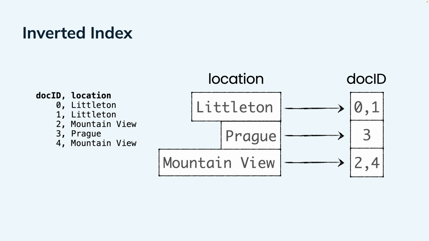Notice I've just flipped around from the forward index, the doc ID and the location. Now I am, in essence, querying on the location, and I want a list of the document IDs that have that value. I've got two of them that have Littleton, two of them that have Mountain View, one of them that has Prague, and I get those out of the index. That's the inverted index.